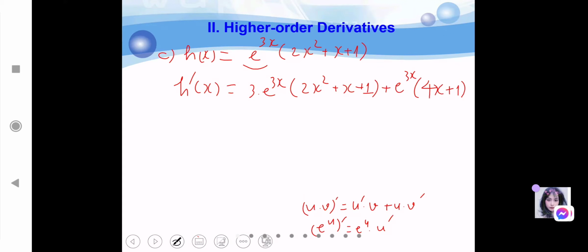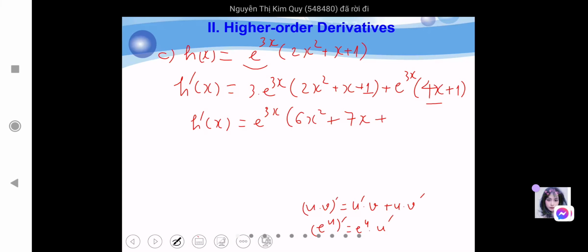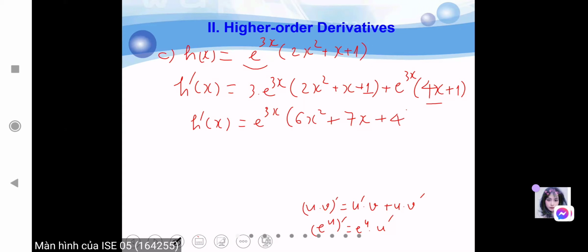Okay, and then you take the common factor outside. f prime of x equals the common factor e to the 3x times what expression? 6x squared, 3 times 2x squared, plus 3x plus 4x equals 7x, plus what number? 4. Yes.